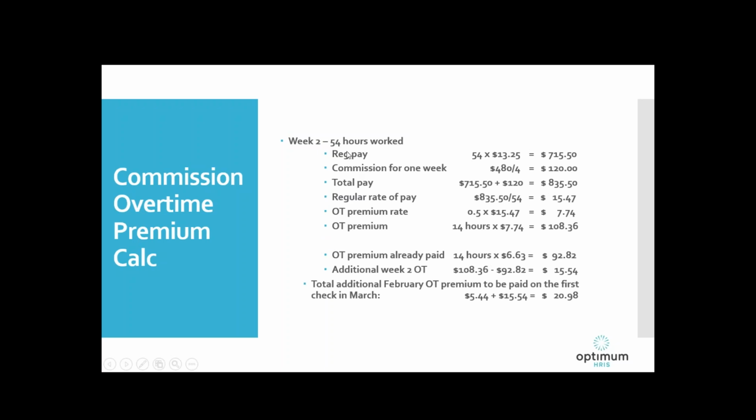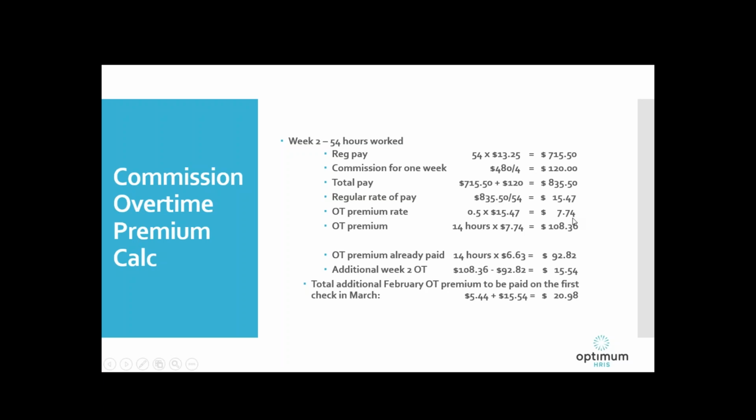So let's look at week 2, when he worked 54 hours. We paid him $715.50. Now we're going to add a commission of $120 to that. His total pay is now $835.50. His new regular rate of pay, dividing that new total by 54 hours, is $15.47. Half times that is $7.74.